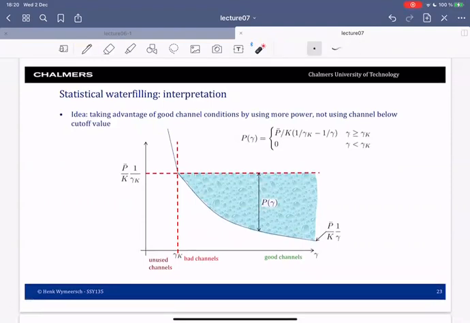Let's try this again. So we have our power allocation, which is given by this expression here for any SNR greater than the cutoff value and zero otherwise. And this cutoff value is to make sure that the average power, so the sum of the powers on average, is equal to the average power constraint, like this, for 1 over the number of channels.